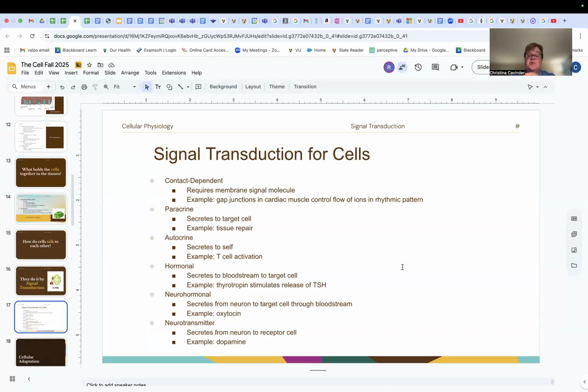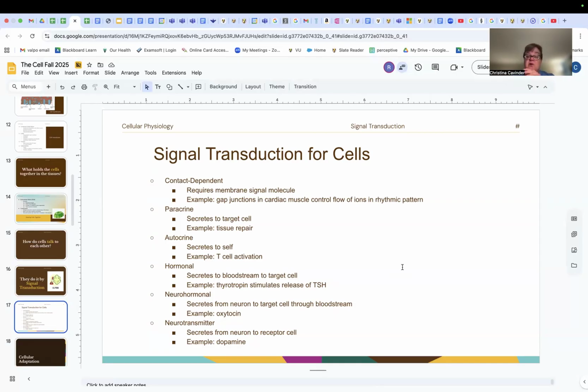So an example would be gap junctions in the cardiac muscle. This controls the flow of ions in a rhythmic pattern. So these are charged particles. And in the heart, there's electrical activity, and it will send an electrical charge through the heart muscle. And that is done by contact dependent. So that's where you have these signal molecules in the membrane.